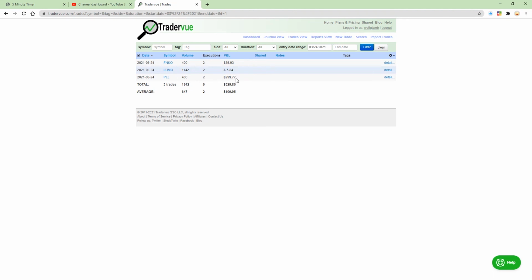The PLL, that was a great trade. Beautiful setup. It was a short, and it went right to what I thought it was going to. That's great. FNKO, decent setup and a really good exit because of what I had noticed from the pattern earlier. So it was a small profit, but it wasn't a loss. So good execution, good intuition on knowing when to get out. So good day.